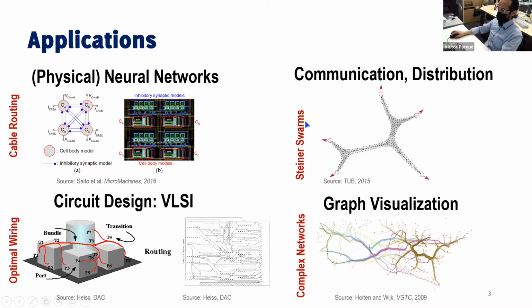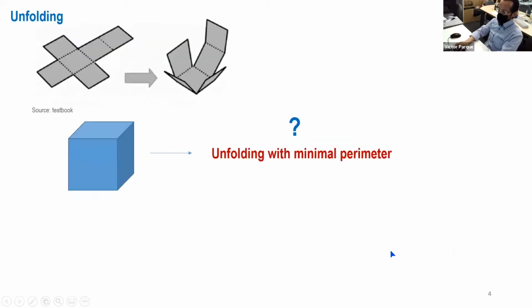For example, Steiner swarms is a very recent hot research topic in the robotics community. And also you're going to see this problem appearing in circuit design, for example, in the VLSI field, in which the problem is to design optimal circuits connecting many components in the chip. You're going to see this problem also in graph visualization, for example, when you're given lots of nodes in a map and you want a compact visualization of the network. And this problem is also related to some folding problems.